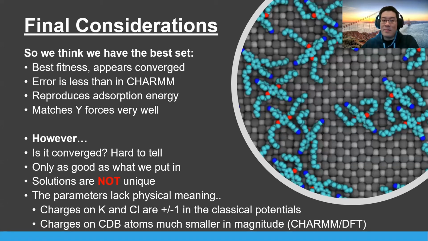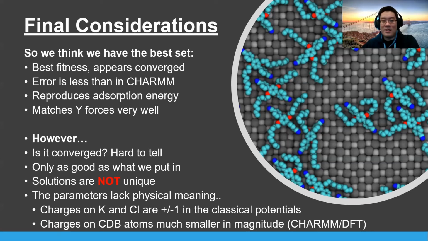We need to also remember that it's only as good as what we put in, right? You can't generate classical potentials that are more accurate than your fitting data. And something else we have to remember is that solutions are not unique. I'll come back to this again in the third video. But every time you run this genetic algorithm fit, or every time you train a neural network, you almost always get a slightly different answer because these solutions aren't unique.